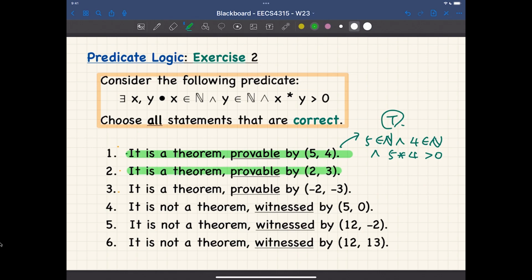What about number 3? Minus 2 times minus 3 is larger than 0. What's wrong? There's no implication. So why is that wrong? Here, minus 2 times minus 3 is larger than 0. It's true. Yeah, the overall conjunction is false. Exactly. The range constraint over here is false. That's the problem. This might be a trickier one, right? I'll write it down. This one is no.